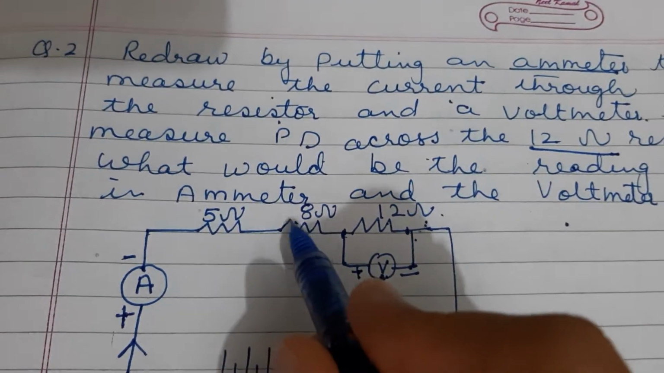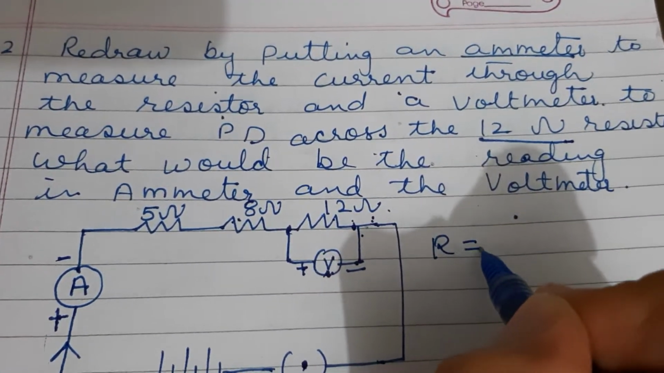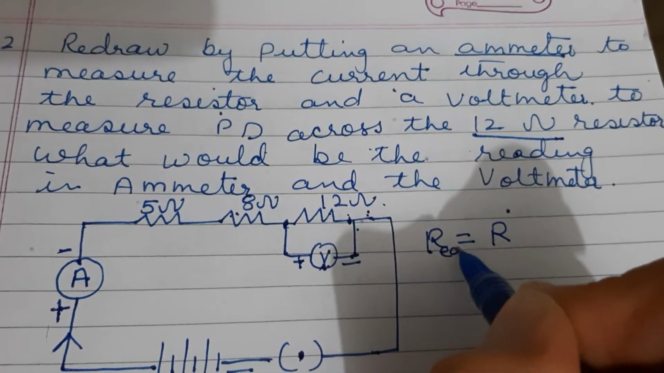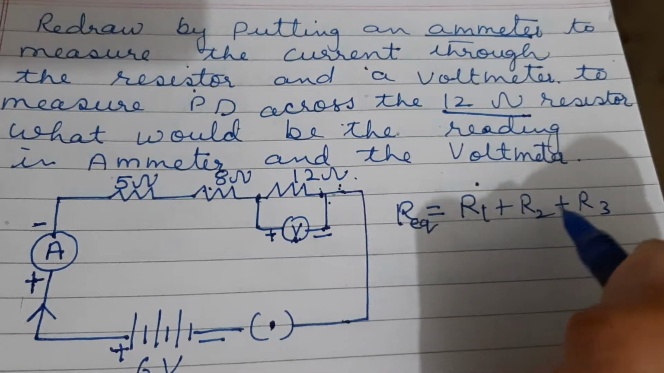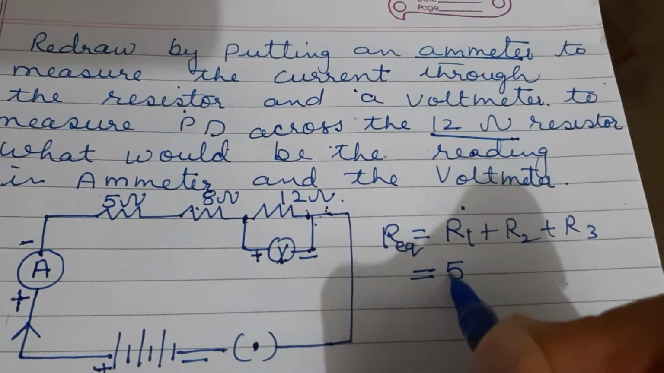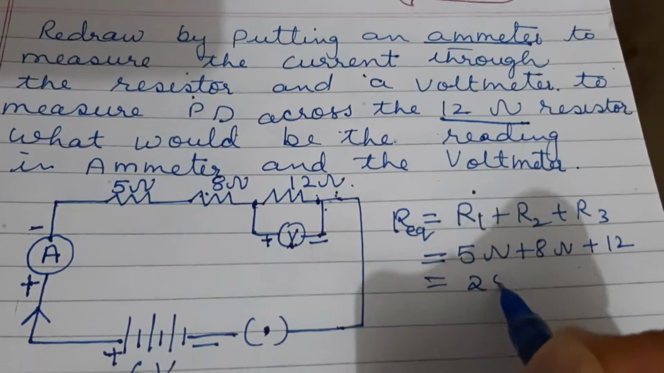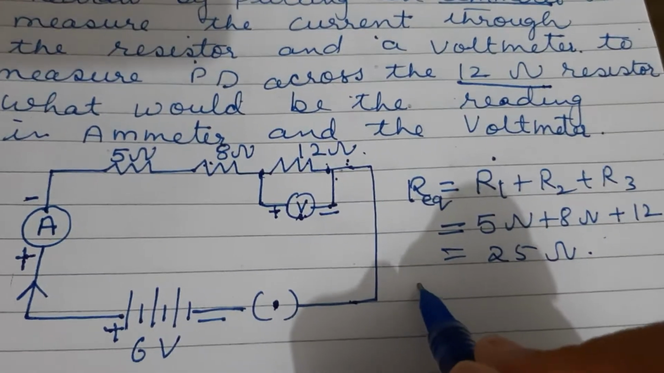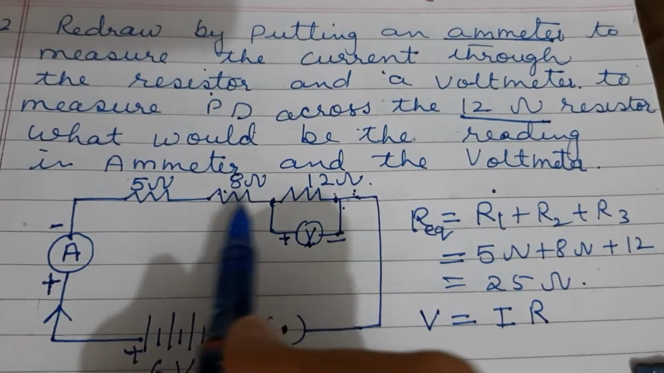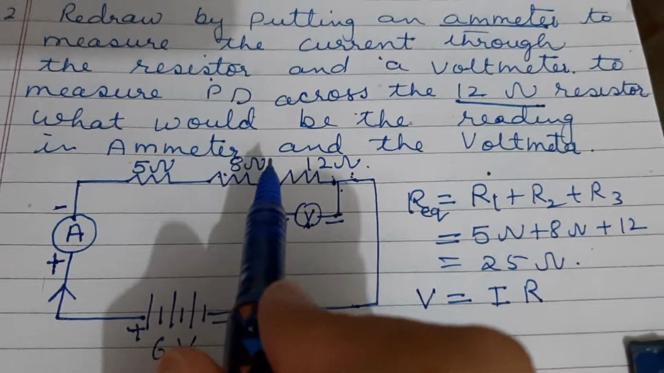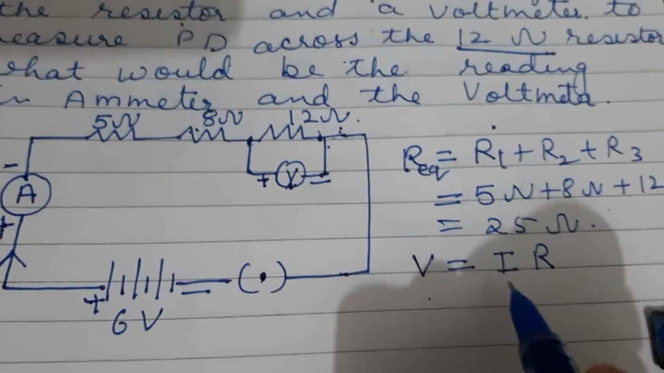So children, these all three resistors are connected in series. So we know that for series combination, the equivalent resistance formula is R1 plus R2 plus R3, because three resistors are there. So we will add them, 5 ohm plus 8 ohm plus 12 ohm, which is equal to 25 ohm. Now we know according to Ohm's law, V is equal to IR. This is the series combination. It means the amount of current is the same in them, but the value of V is different. So V is equal to IR.